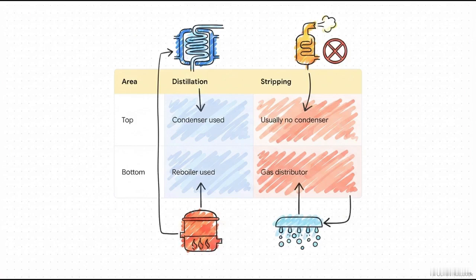Stripping, however, is built completely differently. Because it relies on injected gas, it just skips the reboiler entirely. It uses a gas distributor at the bottom instead, and since it's just pushing out waste gases, it usually doesn't even have a condenser at the top. The unwanted vapor is just simply vented away or sent off to be treated elsewhere.